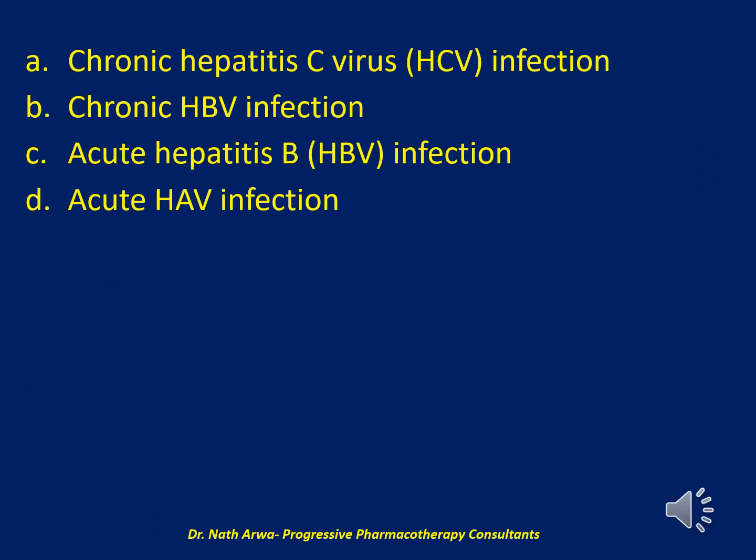Would it be A. chronic hepatitis C virus HCV infection, or B. chronic HBV infection, or C. acute hepatitis B HBV infection, or would it be D. acute HAV infection? I will give you 10 seconds to choose the correct answer to this question from the listed options.